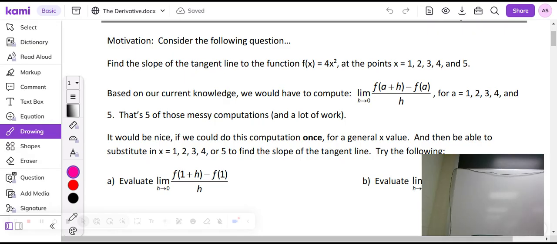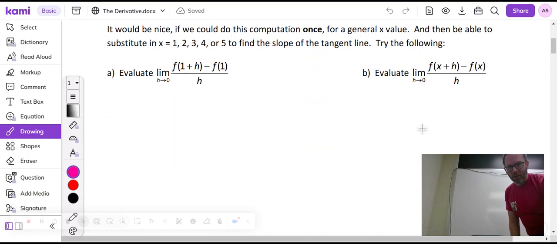We've done several of them. But you'd have to do it every time, and it might not be your preference to do that. It is a lot of work for just the slope of a tangent line. So it'd be nice if we could do this computation once and then be able to just plug in 1, 2, 3, 4, 5 into our final result and immediately have the slope of the tangent.